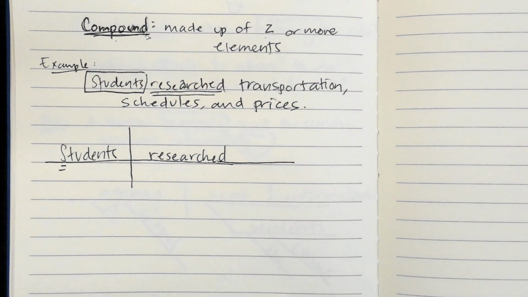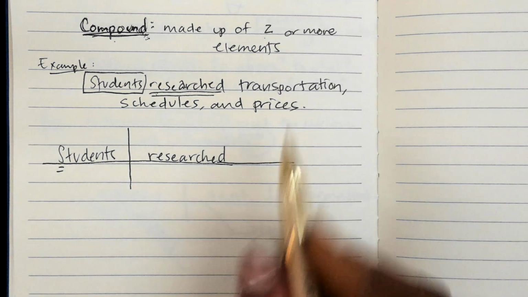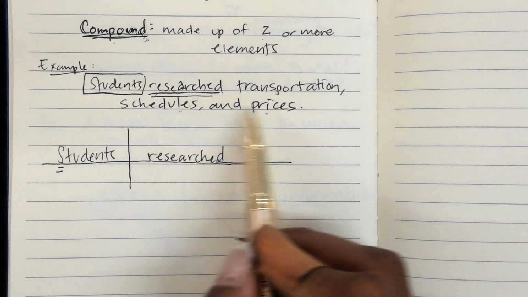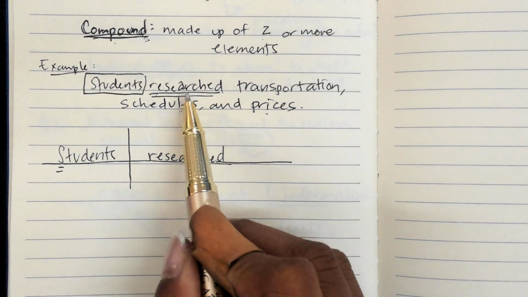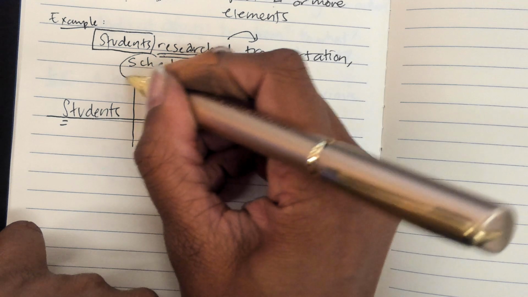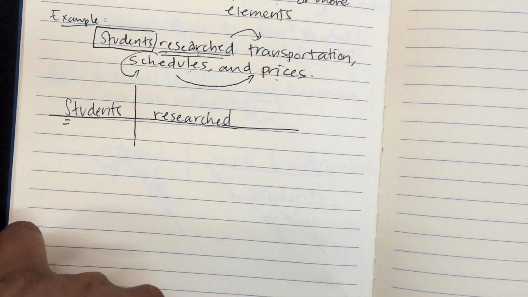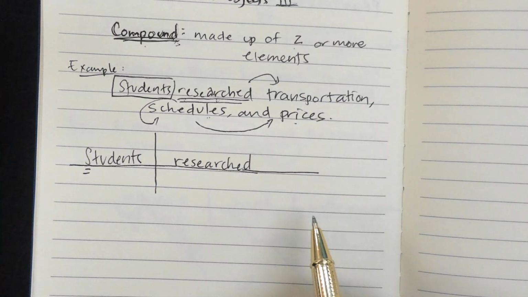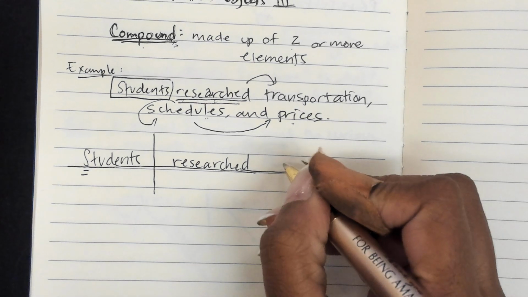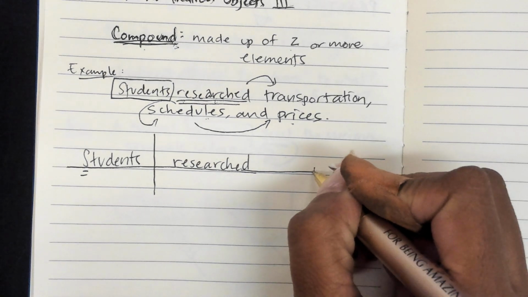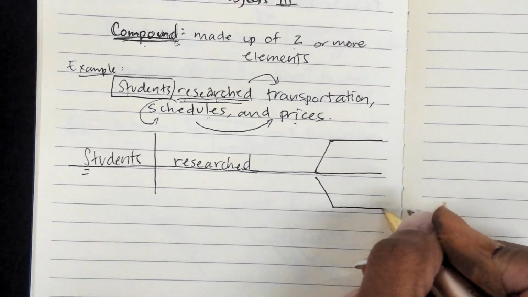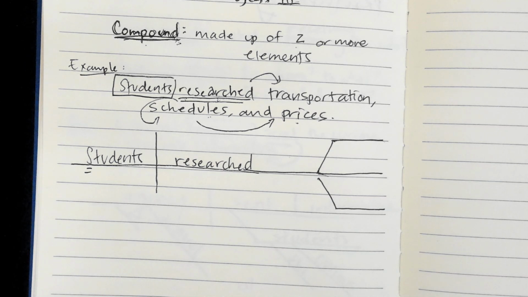Okay, now we have to remember that we still have transportation, schedules, and prices. Well, what's happening to these things in the sentence? Notice how each of these are being researched. They are receiving that action, therefore these are our direct objects. Now we want to show that each of these is receiving the action of being researched, so we're going to draw a forked diagram. We'll need 3 branches here for our 3 nouns.